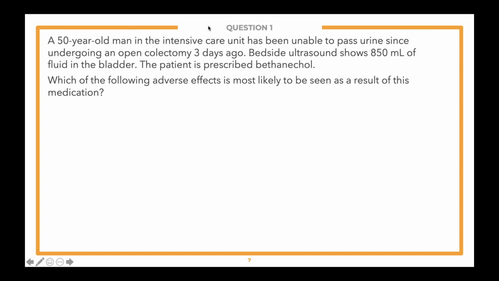Let's take a look at that vignette. A 50-year-old man in the intensive care unit has been unable to pass urine since undergoing an open colectomy 3 days ago. Bedside ultrasound shows 850 milliliters of fluid in the bladder. The patient is prescribed bethanechol. Which of the following adverse effects is most likely to be seen as a result of this medication? I want all of you to start thinking about the important clues in the vignette and lead-in as I hand it off to Paris.